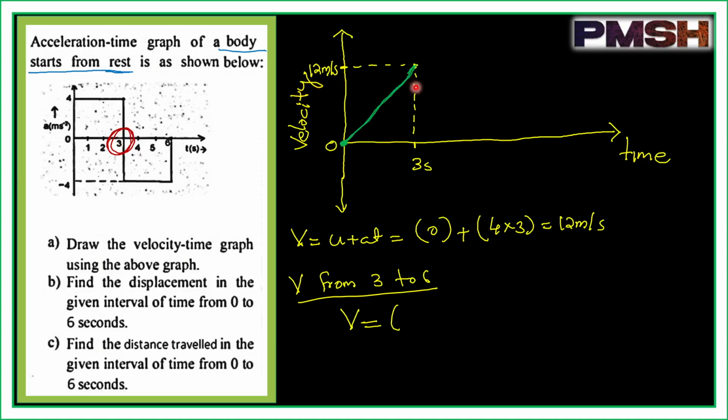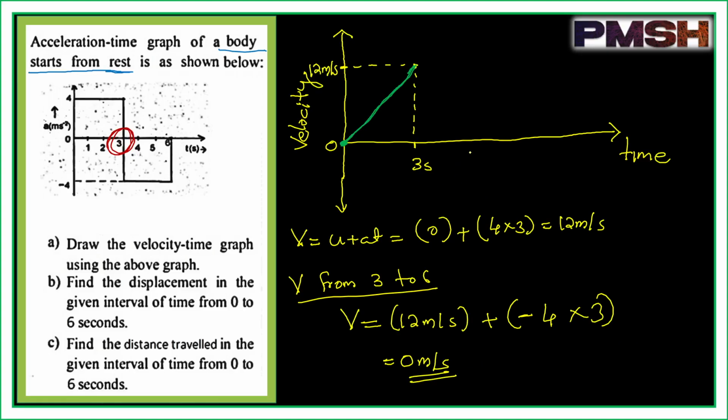So what you have to do? Your initial velocity will become 12 meter per second. Clear? Your initial velocity will become 12 meter per second because you are starting from 3 second. At 3 second, the velocity is 12 meter per second. So what is your initial velocity? 12 meter per second. Plus a is minus 4. The time interval is 3. 3 to 6, right? So the time interval is 3. So the answer is going to be 0 meter per second.